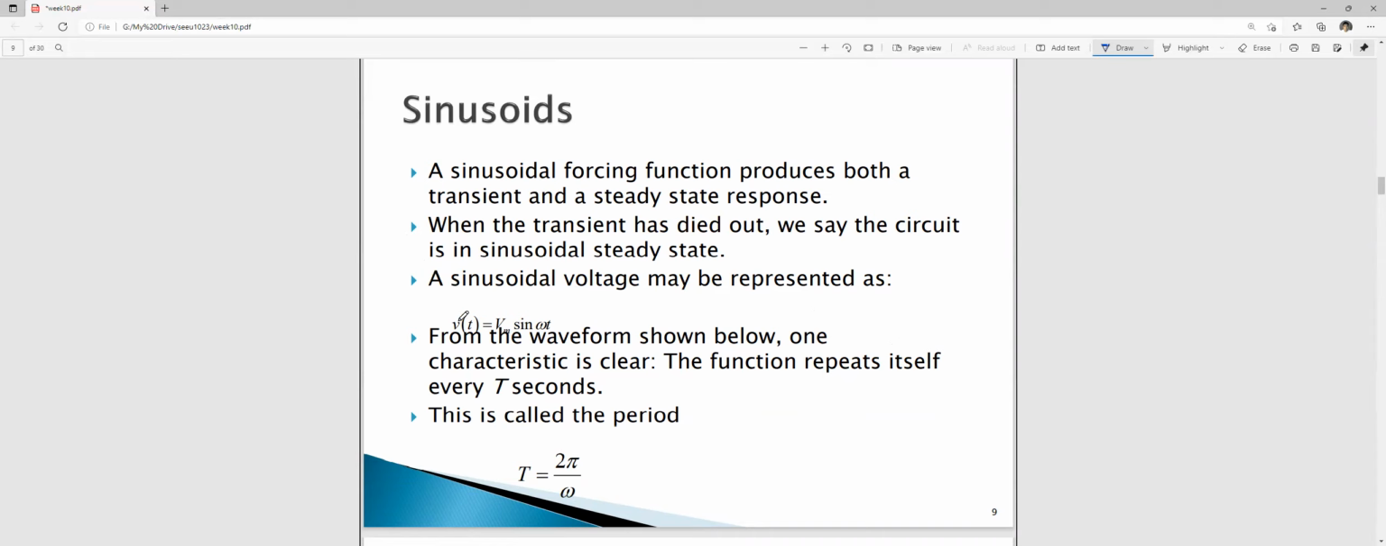I think this one should be v(ωt) because the variable is ωt. So v(ωt) = Vm sin ωt, and this waveform is a periodic signal. This one is π and this one is 2π. So a complete cycle is 2π, and in time this is called T, which is the period.